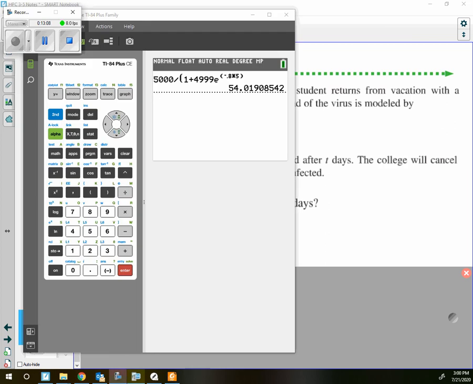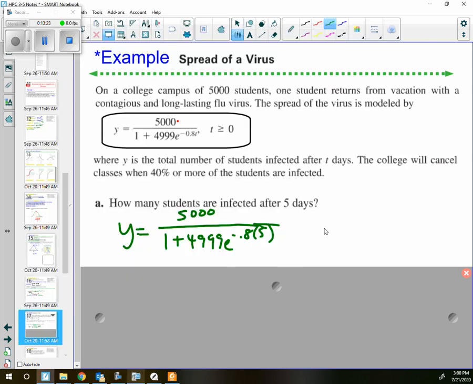All right, so just be really careful. Make sure you get that parenthesis in the bottom. So 5,000 divided by that, we're putting in 5 days. Looks like 54 kids. Now let's talk about the rounding. Can you have 0.01 of a student? No. So we want to round to a whole number to make sure that we're thinking about something that's appropriate. So 54 students after 5 days would be infected.